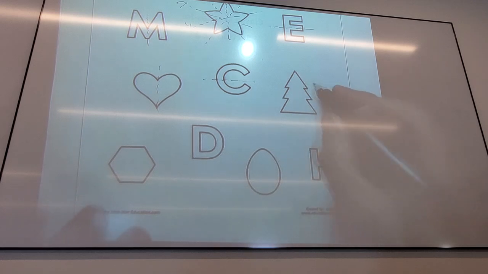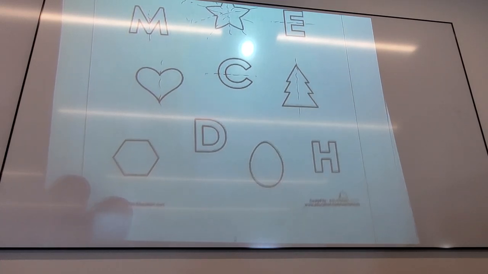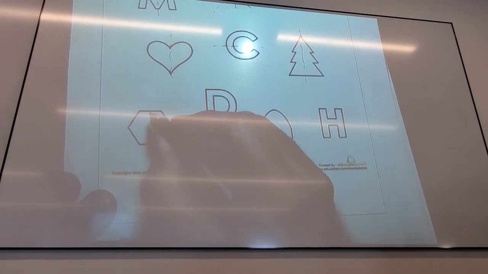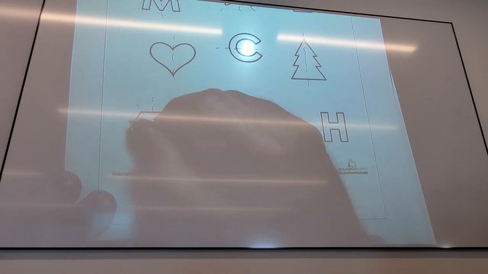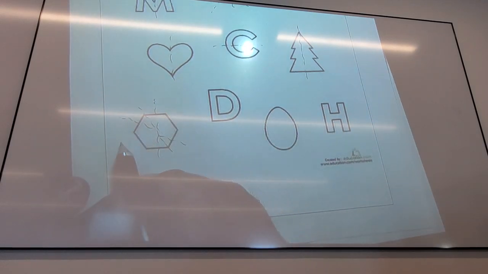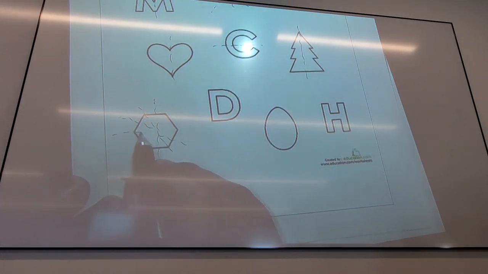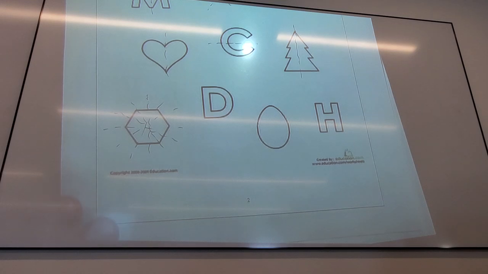And then about the tree. 1. And what about this here? What is this? Hexagon. How many? 6. Yeah. So if we go 1, 2, 3. You gotta be careful. 1, 2, 3, 4, 5, 6. Yes. And of course, don't double count them.